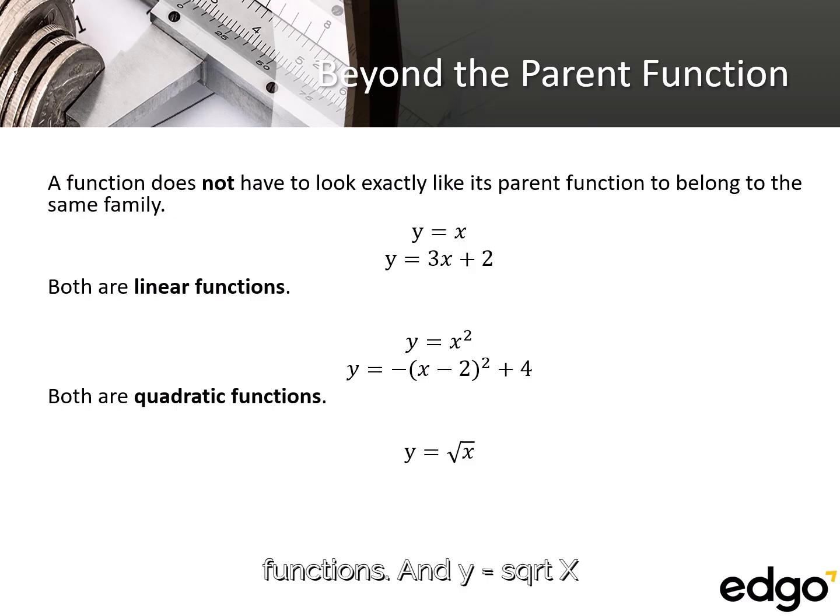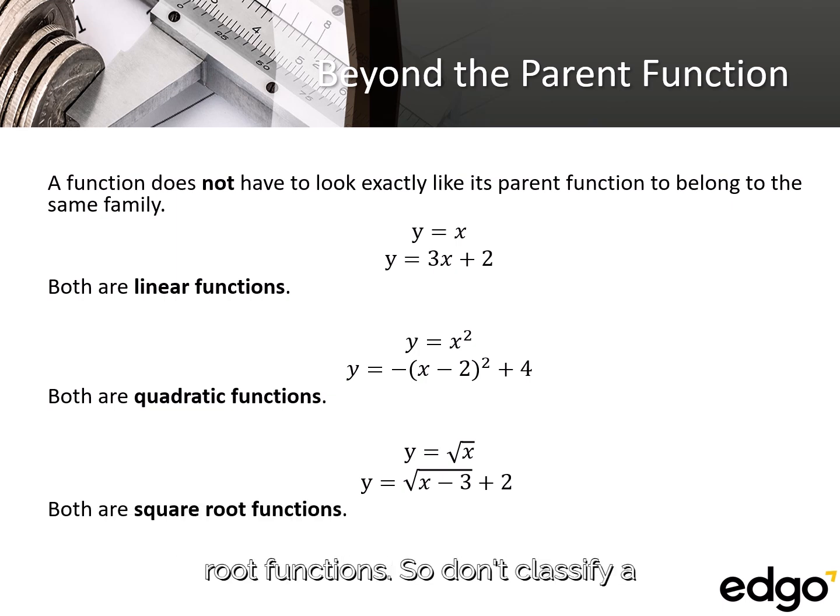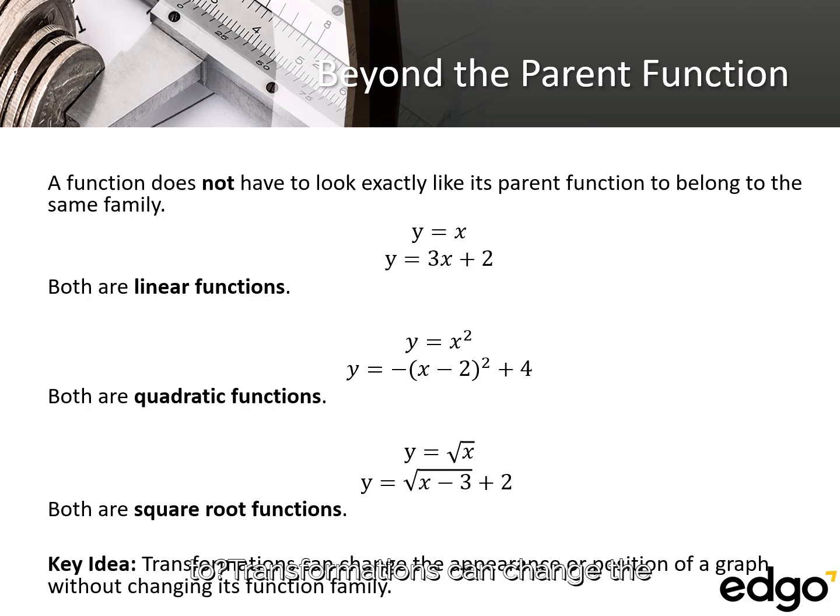And y equals the square root of x and y equals the square root of x minus 3, plus 2, look different because the second graph has been shifted, but both are square root functions. So don't classify a function merely by asking, does it look exactly like the parent function? Instead, ask, what function family does this equation or graph belong to? Transformations can change the appearance or position of a graph without changing its function family.